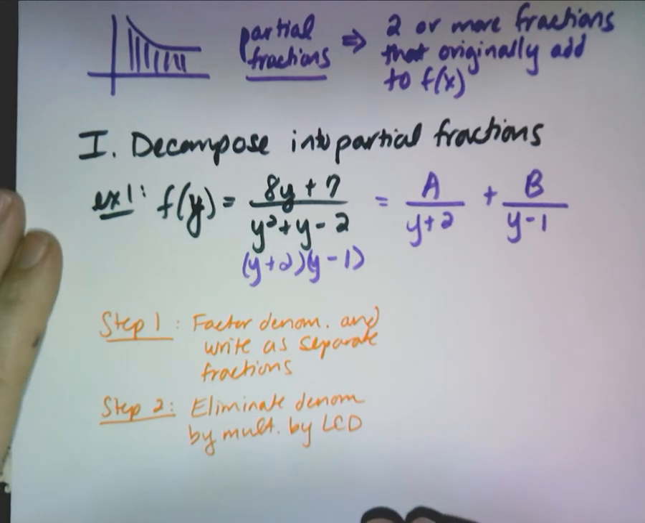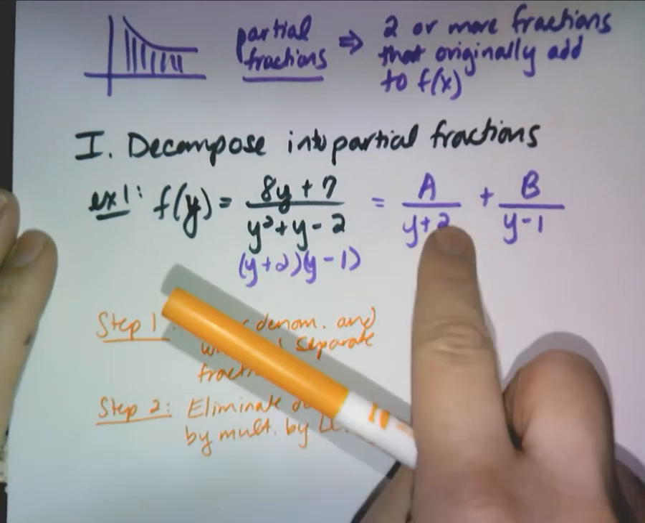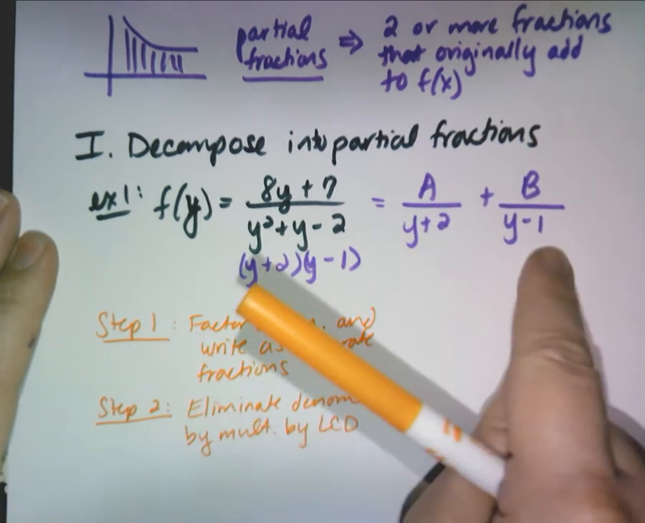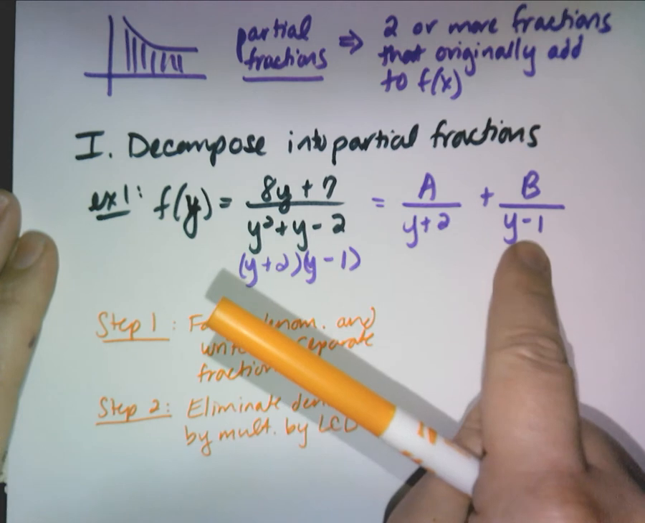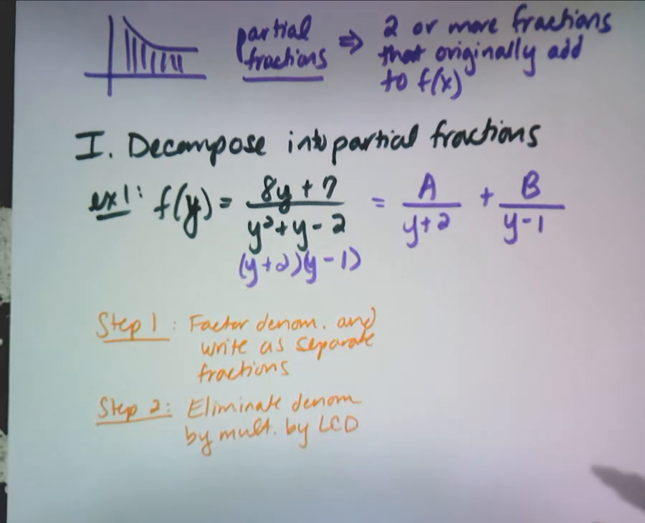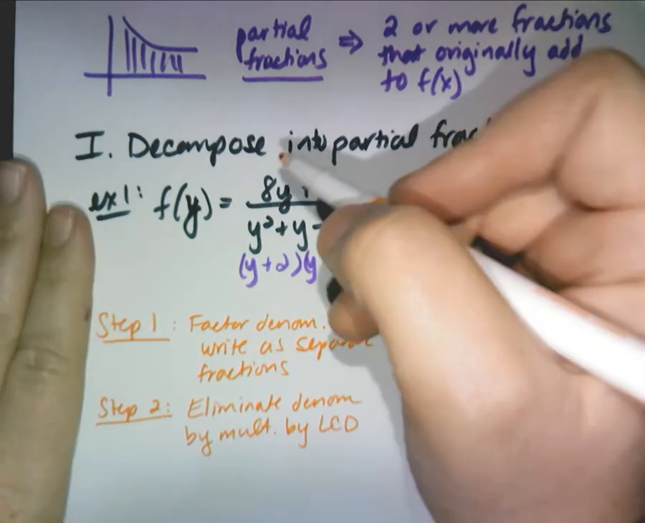So what would be my common denominator? Y plus 2 and? We need both of them. Yes, it's always going to be this, y'all. It's always going to be whatever you decompose it into.